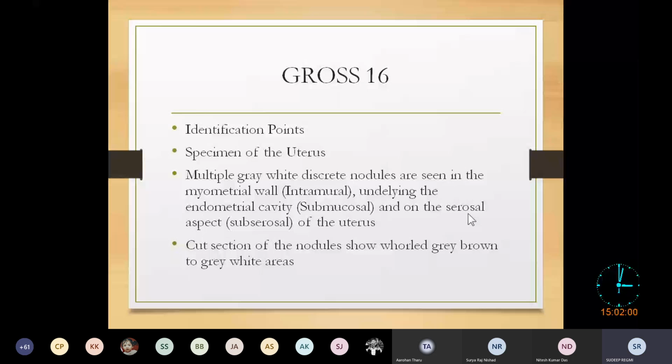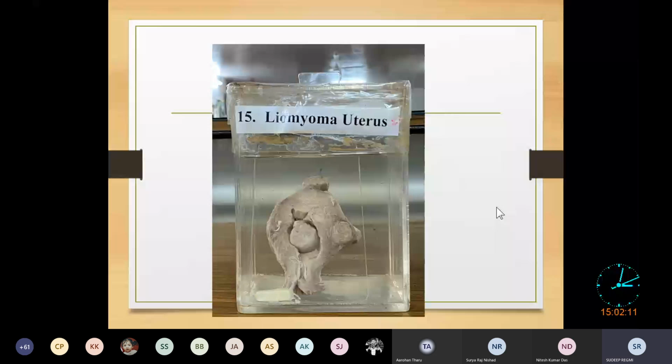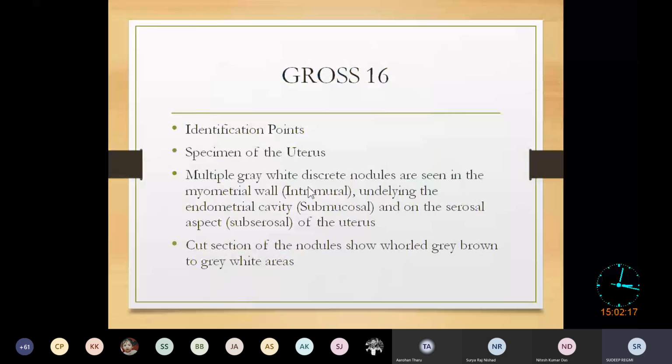And underlying the endometrial cavity, if you can see like this one, it is the submucosal. If it is a leiomyoma of the uterus, then there can be intramural, submucosal or subserosal occurrence. These are the three anatomic locations or types of the leiomyoma. If it is inside the wall of the myometrium, then it is intramural, inside the muscle. Mural means muscle, or the wall. Underlying the endometrial cavity, below the endometrial cavity is submucosal, and on the serosal surface of the uterus is subserosal. And the cut section of the nodule shows a whorled appearance, gray-brown to gray-white areas.